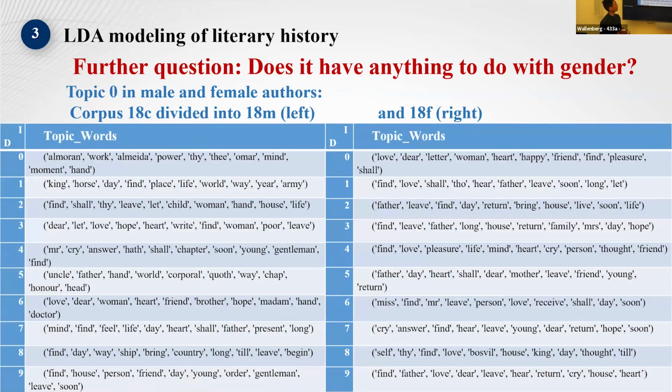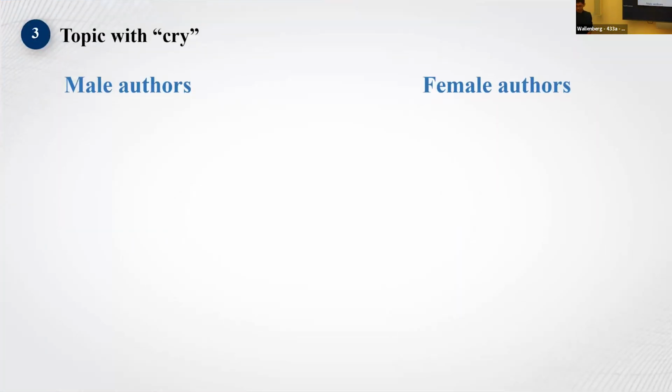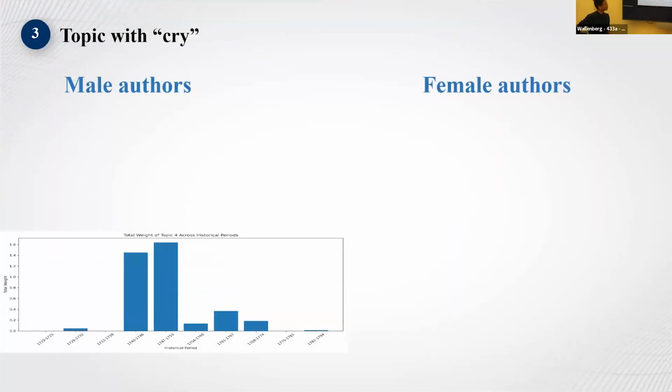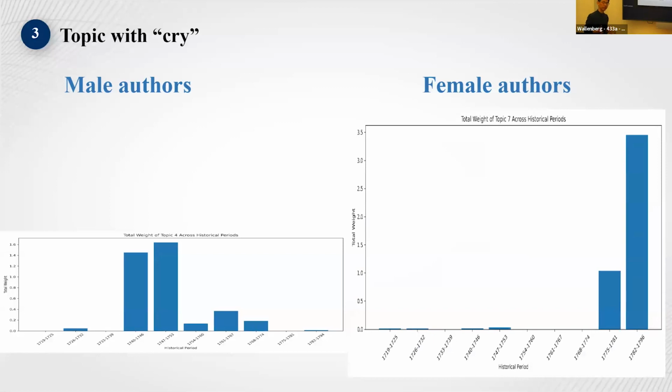So I did topic modeling. I separated my corpus into the male authors group and the female authors group, and I did topic modeling on each separately. And this is the result. Again, I extracted the topic with cry. So this is their historical changes. This is for the male authors, and that is for the female authors.